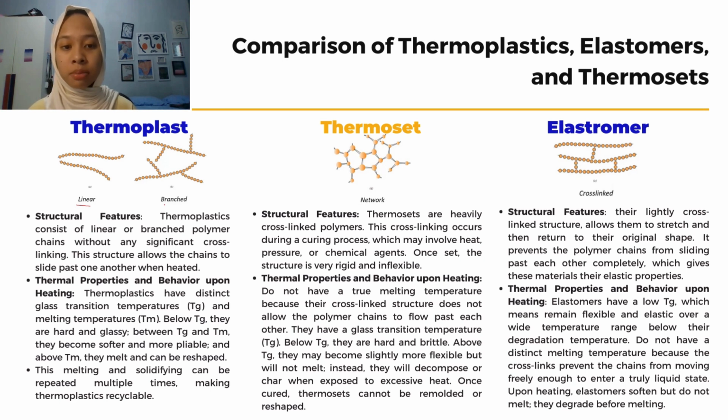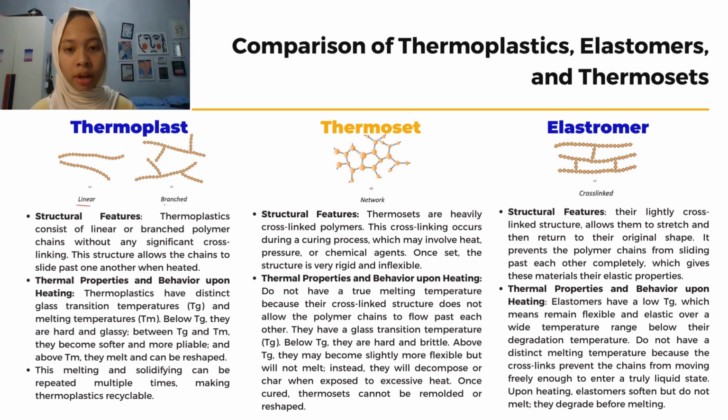Thermal properties and behavior upon heating. They do not have a true melting temperature because their cross-linked structure doesn't allow the polymer chains to flow past each other. They have a glass transition temperature, and below Tg, they are hard and brittle. Above Tg, they may become slightly more flexible but will not melt. Instead, they will decompose or char when exposed.